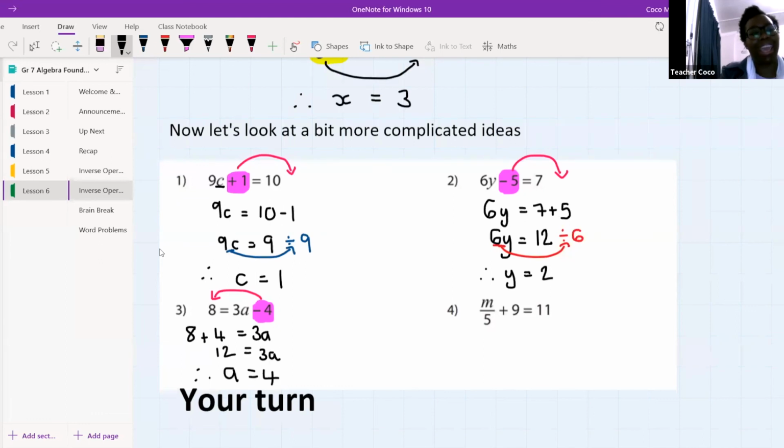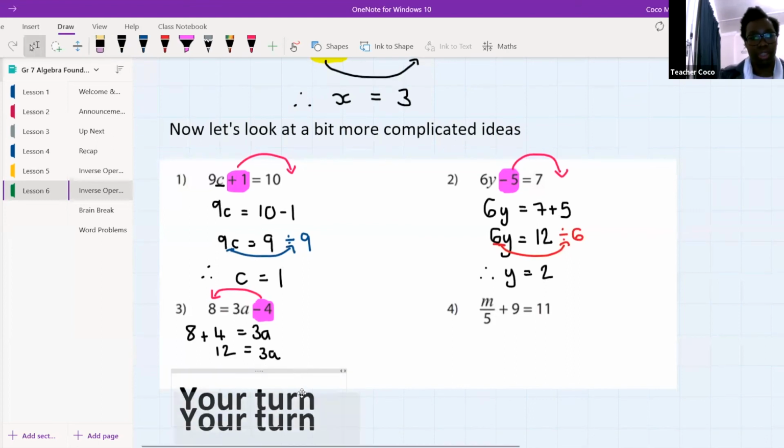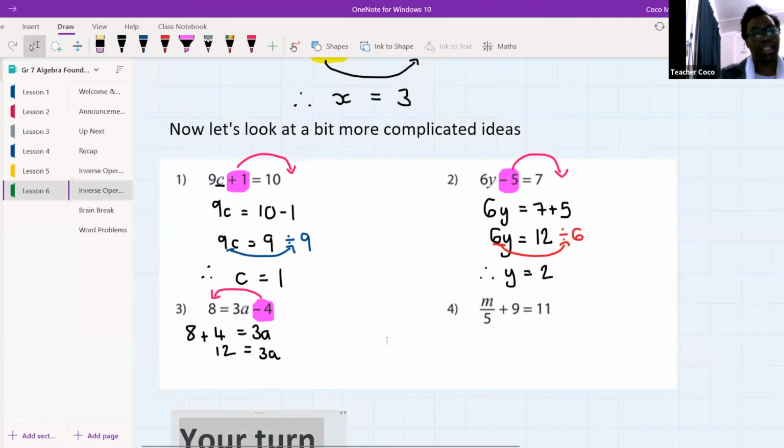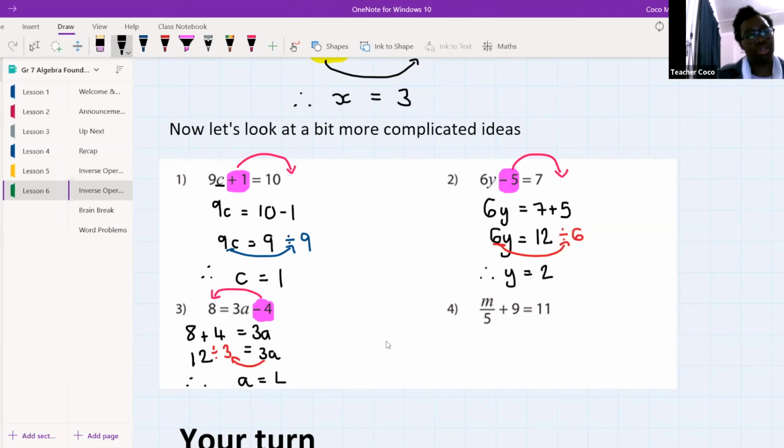And because my A has a 3 sitting next to it, there's a 3 multiplying it. I'm going to take my 3 over and I'm going to divide by it. It should be over here, actually, in front of 12. So I'm going to put 12 over there and I'm going to divide by 3. Therefore, A is equal to 4.